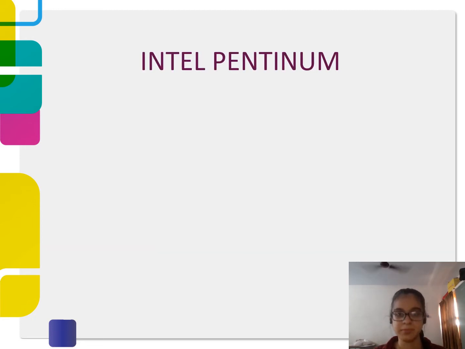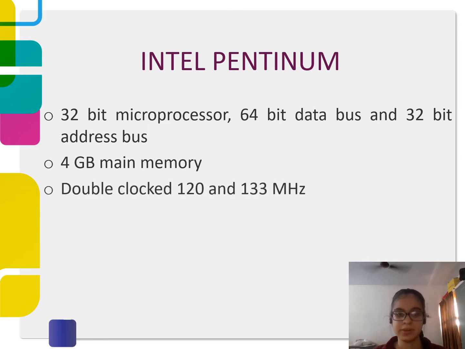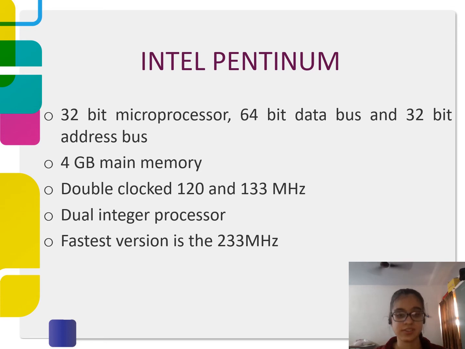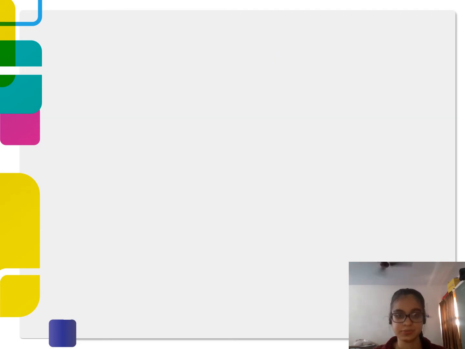Now, Intel Pentium. It is a 32-bit microprocessor with a 64-bit data bus and 32-bit address bus, 4 GB main memory, double clocked at 120 and 133 megahertz, with a dual integer processor. Its fastest version is 233 megahertz, with level 1 cache, split instruction and data, 8 KB each.